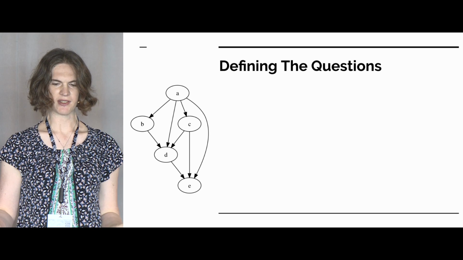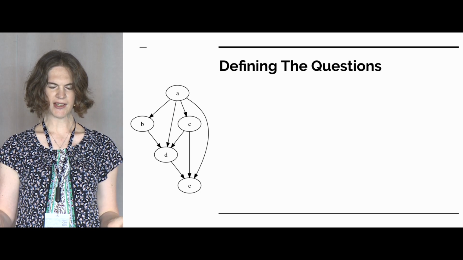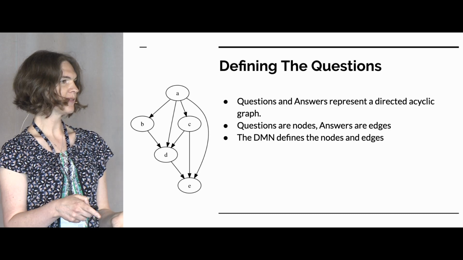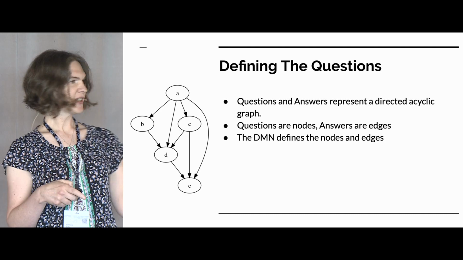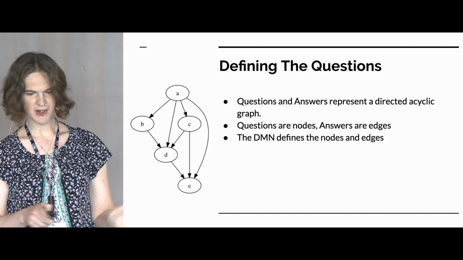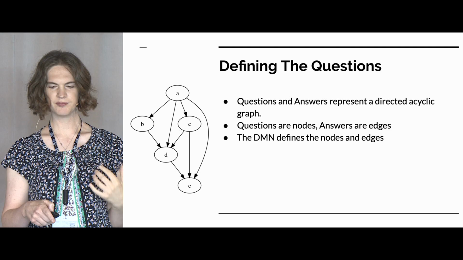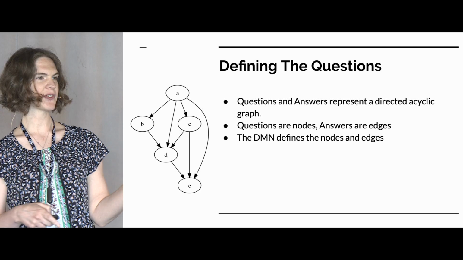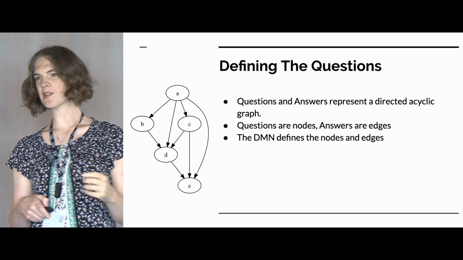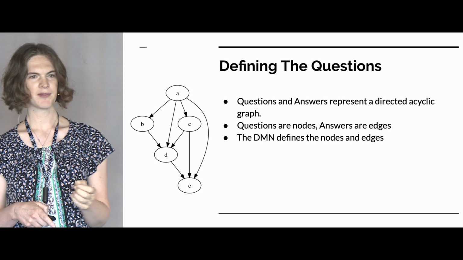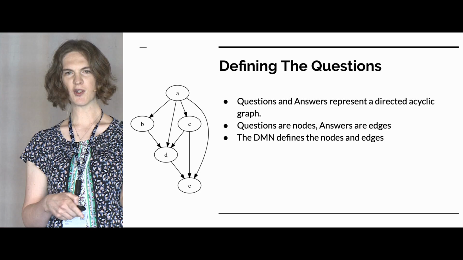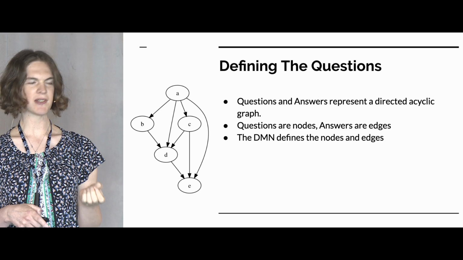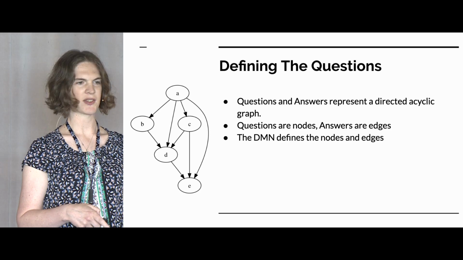So defining the questions, it's a directed acyclic graph. If you look at the screen, there's a very simple example of such a graph. The questions are nodes, so A, B, C, those are our questions. The answers that the user provides are the edges of the graph. And once we know a node position and their answer, so the edge, we're able to figure out where to go for the next node.